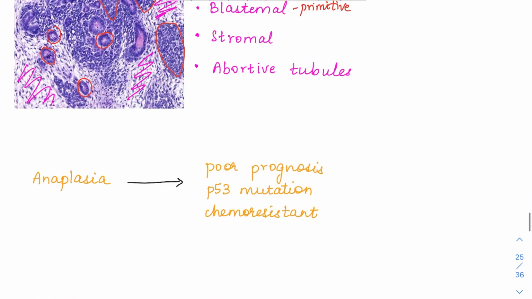And whenever you see any anaplasia in a Wilm's tumor, it means that it has a very bad prognosis because it is going to be associated with a P53 mutation. So wherever a P53 mutation is there, we lose the main control of the genome itself. So a P53 mutation is going to have a poor prognosis and these patients will be chemo resistant.